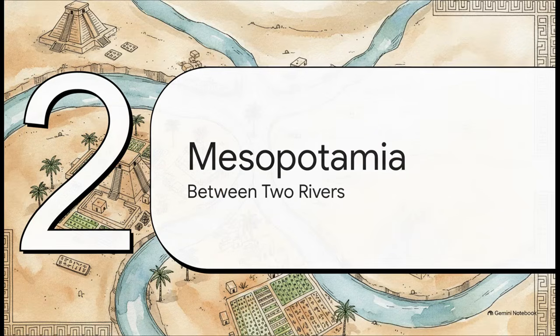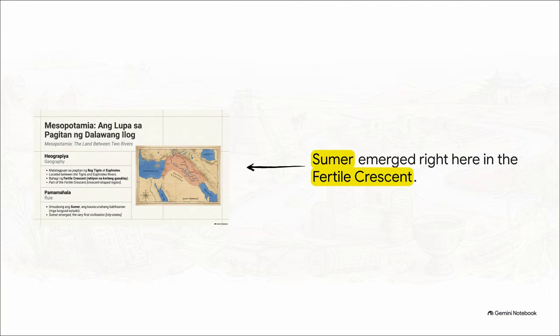Section 2. Mesopotamia, between two rivers. Shifting our focus over to the Middle East, we find Mesopotamia, perfectly nestled right between the Tigris and Euphrates rivers. You might know this crescent-shaped region as the Fertile Crescent. Because of these incredible geographic advantages, Sumer emerged right here. Sumer is widely recognized as the very first civilization, made up of independent, highly organized city-states.